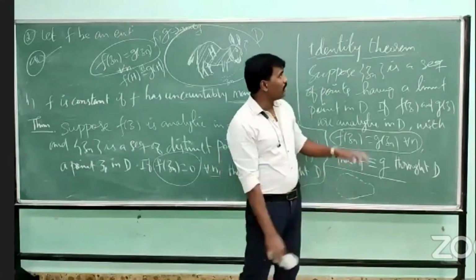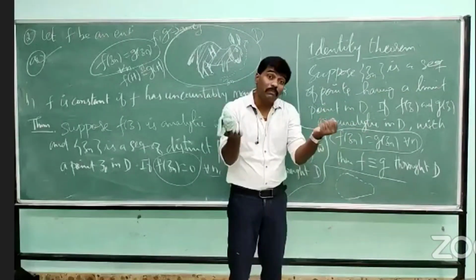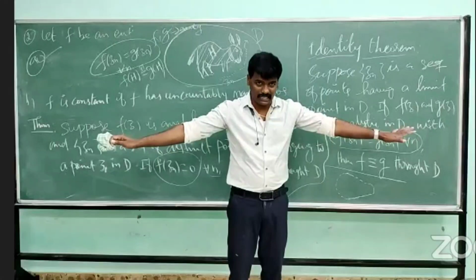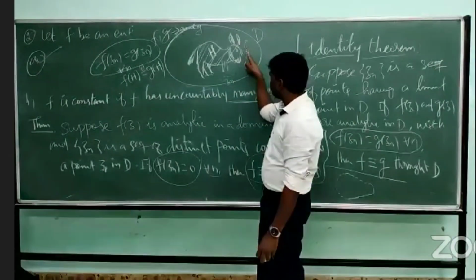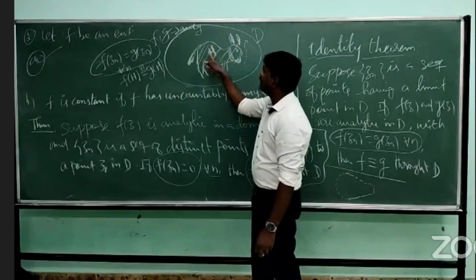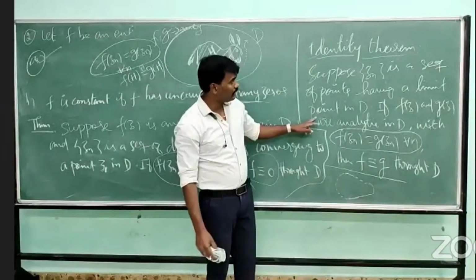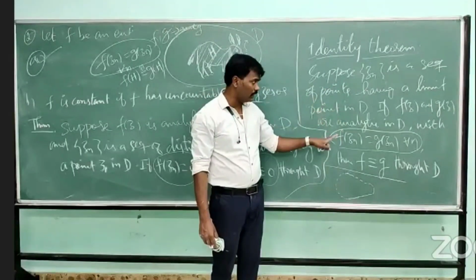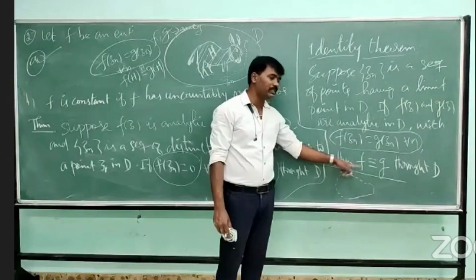According to the identity theorem, if two functions are agreeing on some sequence of points in D, then they agree throughout D. If F and G agree at the points Zn, then F and G agree throughout D. See here: suppose Zn is a sequence of points having a limit point in D, and F of Z, G of Z are analytic in D with this property for each n. Then F and G are equal throughout D.